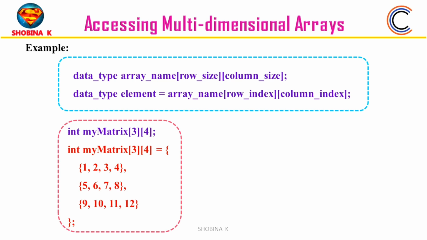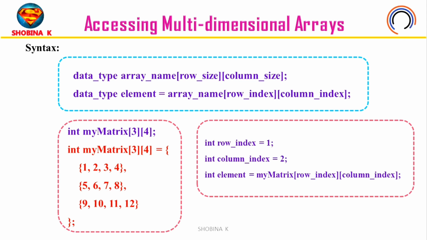This line accesses the specific element in the array located at row index and column index and assigns its value to the variable element. Look at this example. int rowIndex = 1; This line declares an integer variable named rowIndex and assigns the value 1 to it. This variable will be used as an index to specify a particular row in a 2D array.